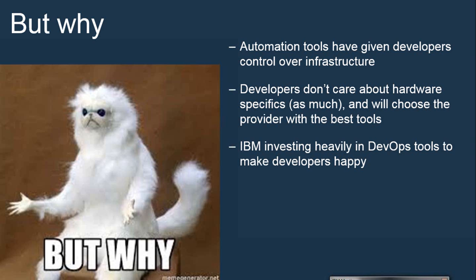Okay, so the reason I'm going over all of this is because automation tools have given developers a lot more control over infrastructure purchasing decisions. So what this means is that developers, instead of spending a lot of time planning what actual server components they want to put together, will usually just spin up a whole bunch of small virtual machines to take care of their workloads, and then when whatever workload they're running is finished, they'll cancel them all off and repeat this cycle a bunch of times. And so developers don't care so much about the hardware specifics, so they'll go with the provider that has the best tools that help them make their job a lot easier.